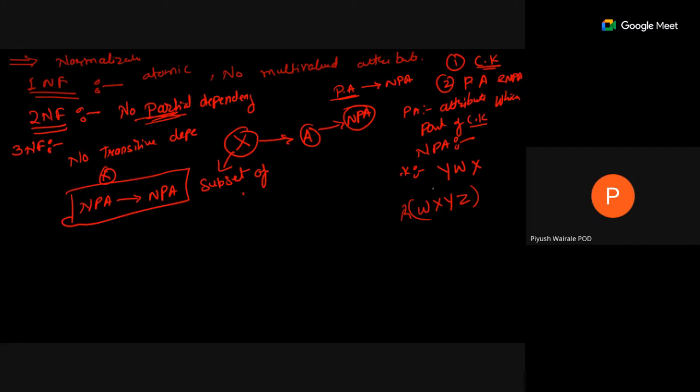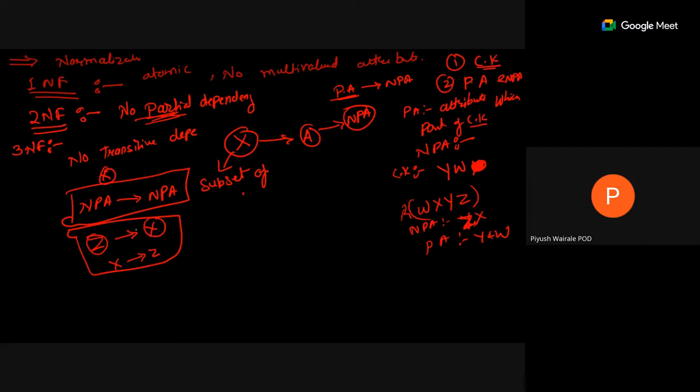Or in this case, let us consider only YW is my candidate key, sorry. Then now my non-prime attributes will be Z and X. And my prime attribute will be Y and W. So if my functional dependency exists like X determines Z or Z determines X, then this is a violation of 3NF, because it is a transitive dependency, non-prime attribute determining another non-prime attribute, right? So this is not allowed in 3NF. It is no transitive dependency.